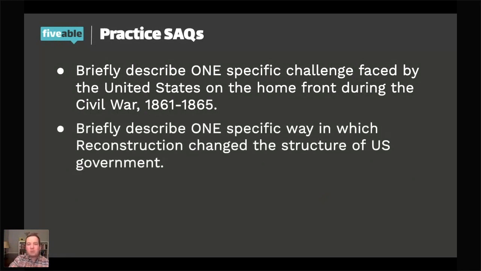Briefly describe one specific way in which Reconstruction changed the structure of U.S. government. It's going to lead to increased power in Congress rather than in the presidency. It's going to lead to increased power of the federal government as they occupy the South. It's going to change the structure of U.S. government by adding amendments to the Constitution and the first impeachment in U.S. history.